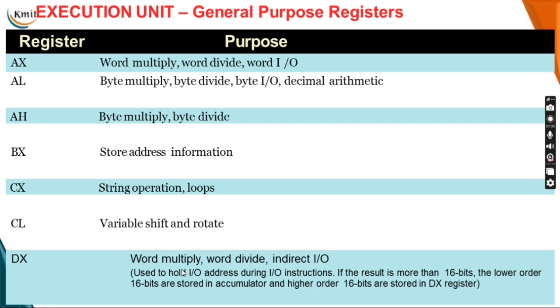For word multiplication, 32 bits of data need to be stored. So you can combine AX and DX as a 32-bit register. You store the lower order 16 bits of the output in the accumulator, and the higher order 16 bits are stored in the DX register. So these are the four general purpose registers which we saw in the previous session.